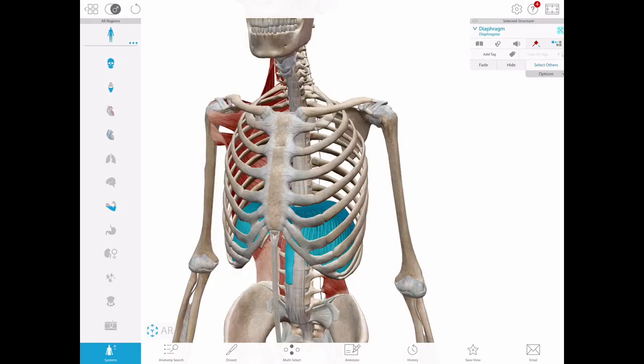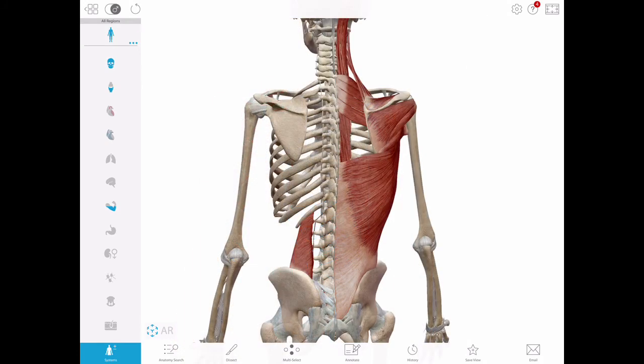Here we have the diaphragm muscle. This muscle is a major muscle of respiration and plays a role in inspiration. Here is a superficial muscle, the latissimus dorsi. This muscle is a strong agonist in extension, hyperextension, adduction, and medial rotation of the shoulder.